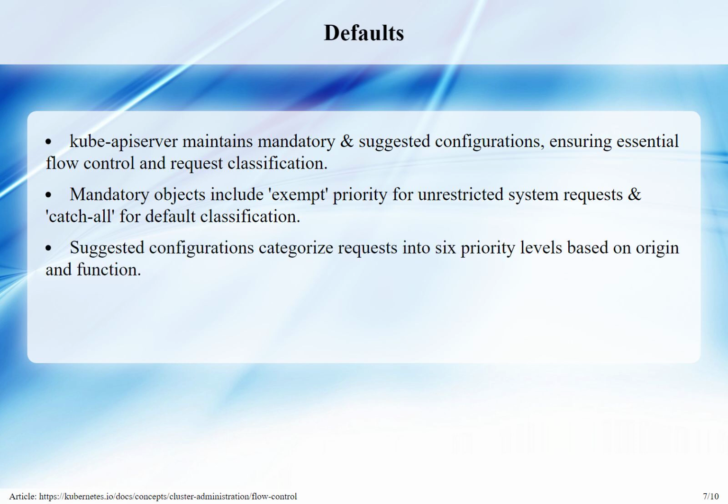Suggested configuration objects offer a default system for managing cluster loads. The suggested flow schemas organize requests into 6 distinct priority levels based on their origin and nature, such as node health updates, leader election requests, workload types, and global defaults for general user commands.